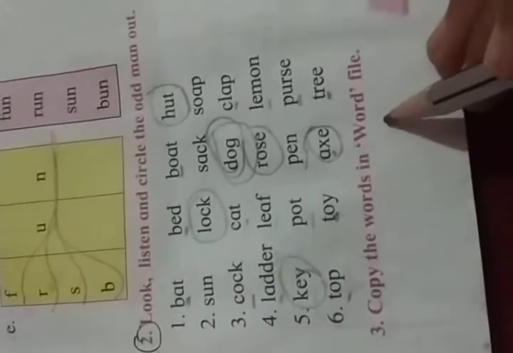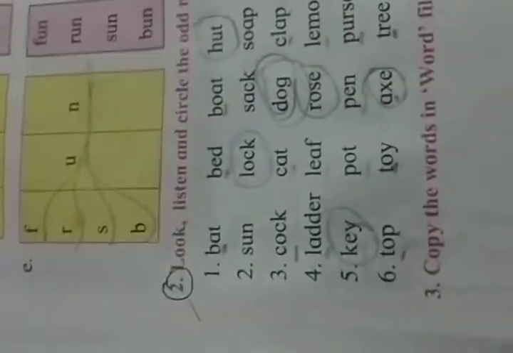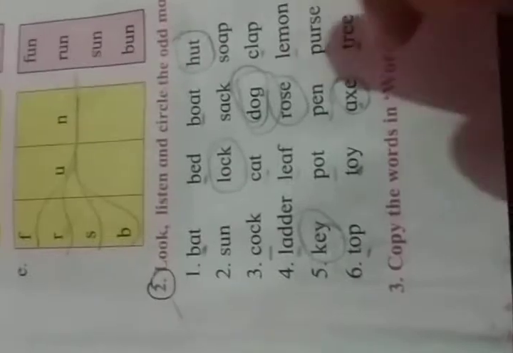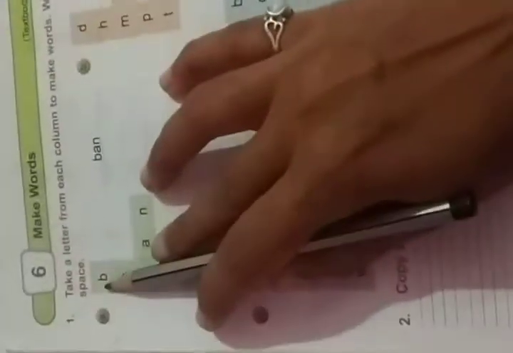What do you want to do then? Copy the words in your word file. You want to write these words, all these words, in your notebook. Question number 2 in the notebook. Okay. Now we will solve some more examples. See here, this is your English workbook. We are solving some examples. See. Take letters from each column to make words. Write them in the given space. You want to write those words in the given space.